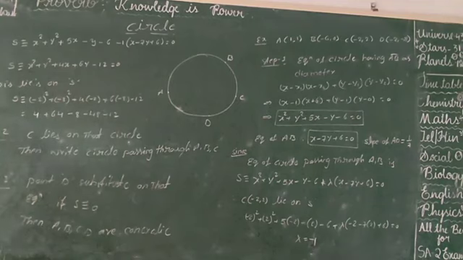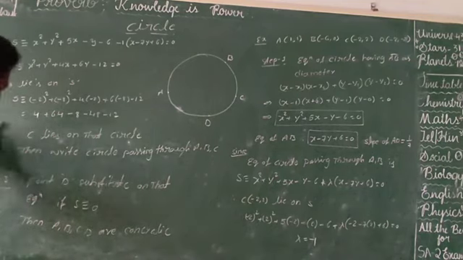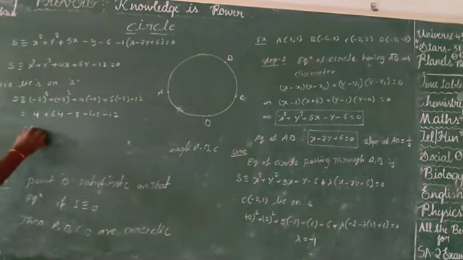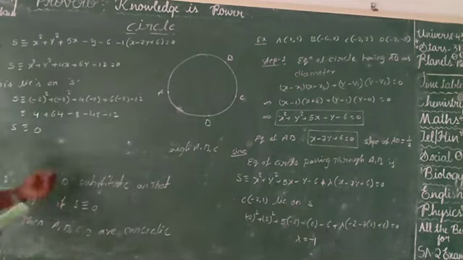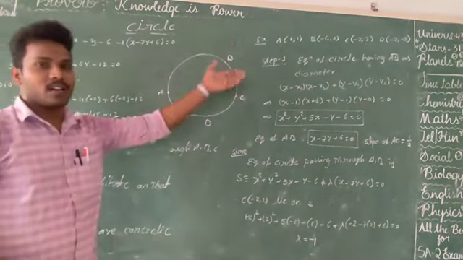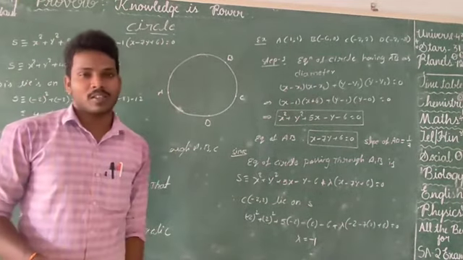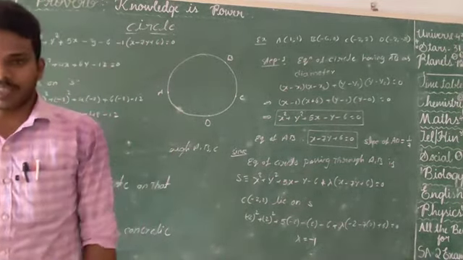So observing here, minus plus 68, it becomes minus 68. So the result is 0. That's why it is 0. So the point D is also on the circle. So A, B, C, D, 4 points lie on the circle. Then they are concyclic points.